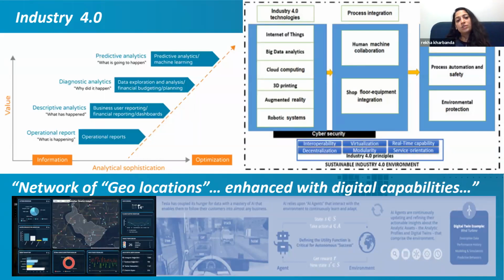Thanks, Pepper. Industry 4.0 is really about generating value from information, moving from an operational perspective to analytics, and then into predictive analytics. The big technology shifts that we are seeing in Industry 4.0, which we currently have and need to take advantage of, are Internet of Things, big data analytics, cloud computing, augmented reality, and robotic systems. For disaster reduction, we definitely see that it's not difficult.